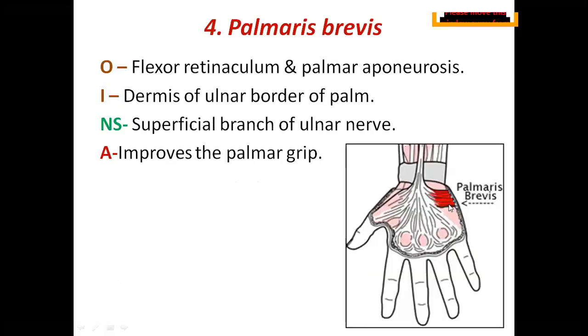Okay, palmaris brevis, I told you it's present very subcutaneously, isn't it? Origin is coming from the flexor retinaculum and palmar aponeurosis. And it gets inserted within the skin, that is the dermis of the ulnar border of the palm. Nerve supply is the superficial branch of ulnar nerve. So what does it do? Palmaris brevis improves the palmar grip.